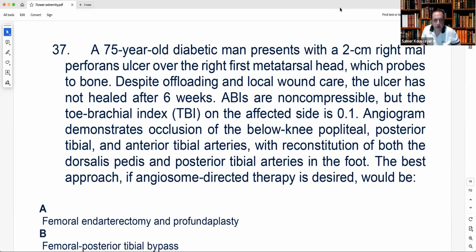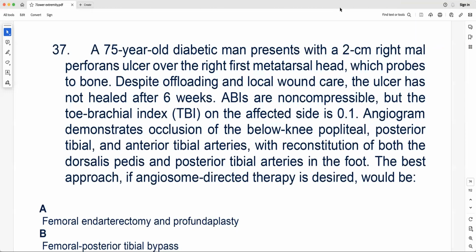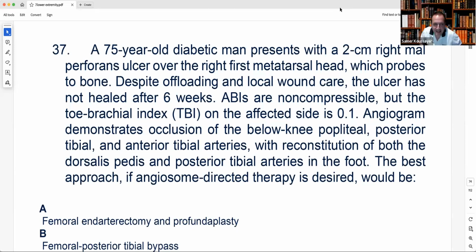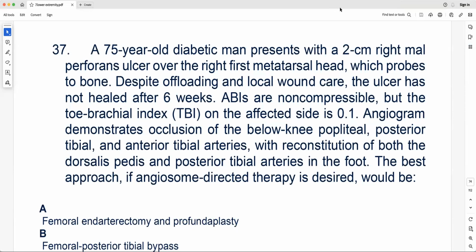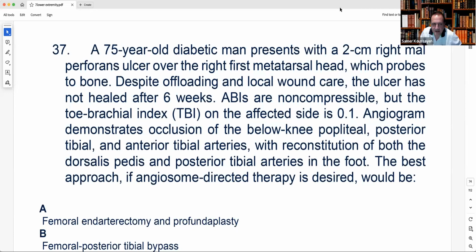Okay. Before we start, Ahmed, what is malperforans? Malperfusion, ischemic ulcer, I think. I mean, maybe I saw it once. I don't know why they use this term. This is a neurogenic ulcer. Okay. I think it is a Latin word for neurogenic. They call it malperforans. So it's a neurogenic ulcer. Anyway, so a neurogenic ulcer, and it has an arterial component, of course.